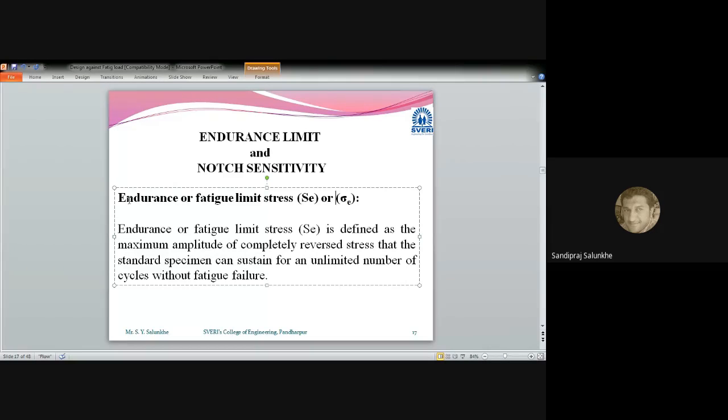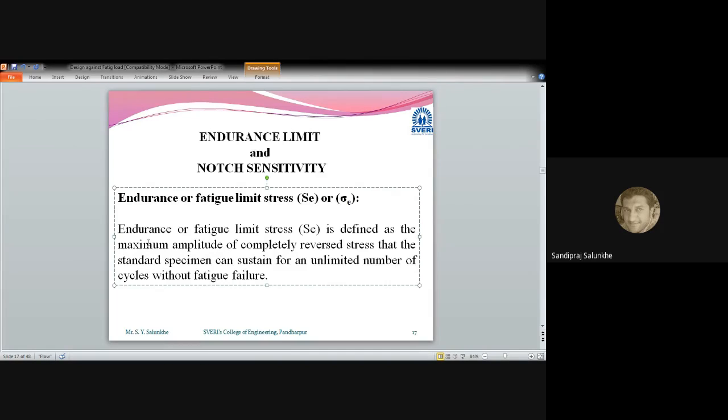That's why the endurance limit is also called the fatigue limit stress. Normally it is endurance stress or fatigue stress, or endurance limit stress or fatigue limit stress. The short form which we are going to use for this endurance stress or endurance limit stress is S suffix E.